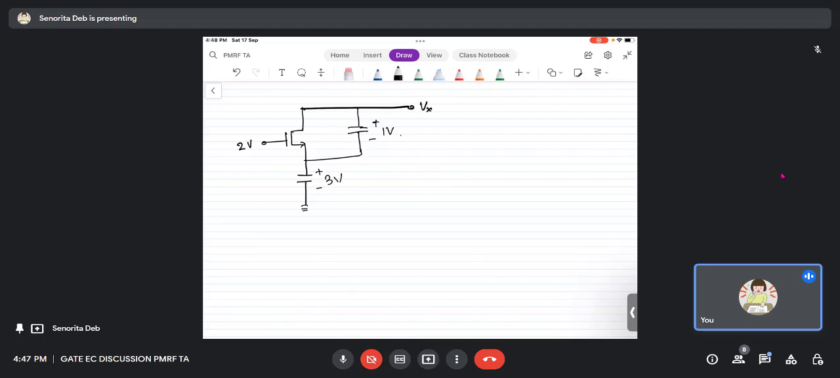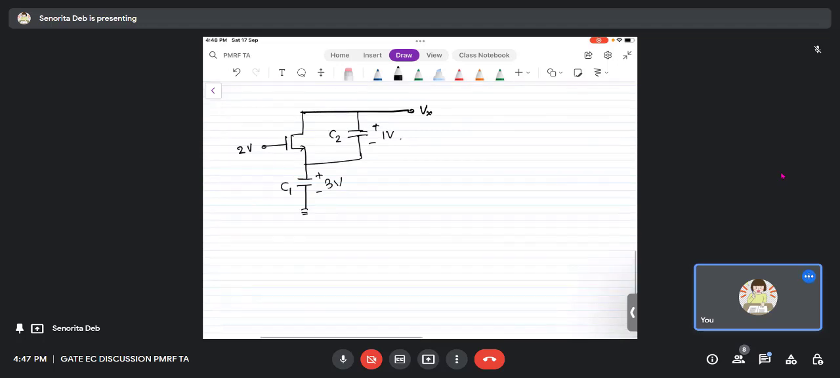Right? So these are capacitors C1, C2. C1 and C2 initial voltages are given. They are already charged, to 3 volts and 1 volt respectively. Okay. Vg is given as 2 volts. So now you can see that Vx is 4 volts, right?